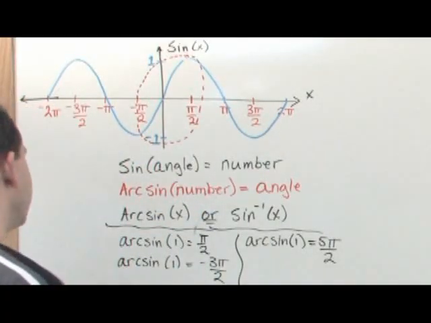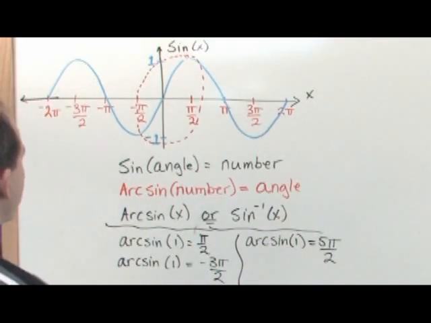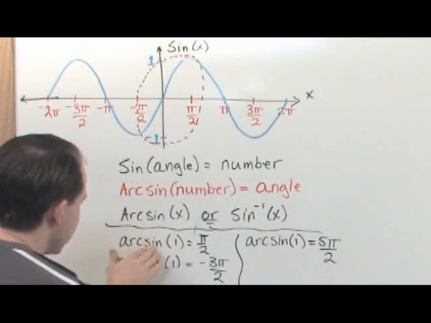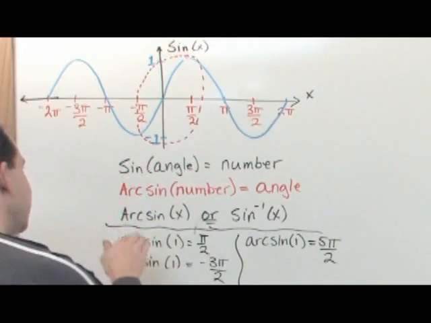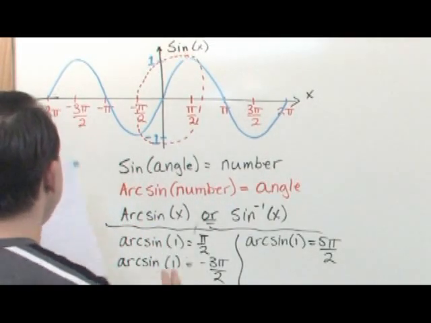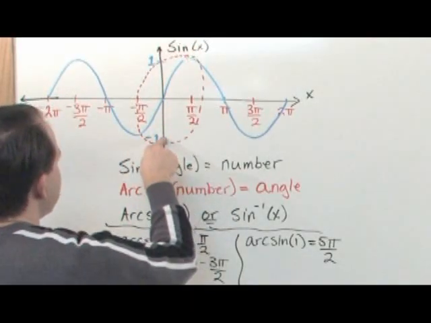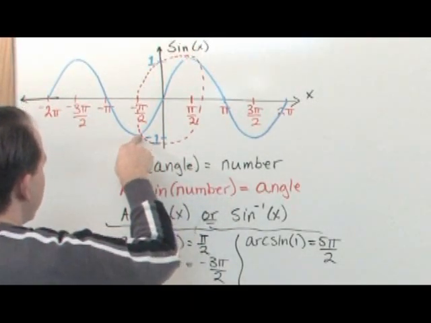But we also know that it's not very useful to have infinite answers to a problem. So when we define the arcsine function, we're going to define it to return values only in a certain range. And we're going to constrict that range to be right here. Okay? So you see, if you put negative 1 into the arcsine function, you would get negative pi over 2.